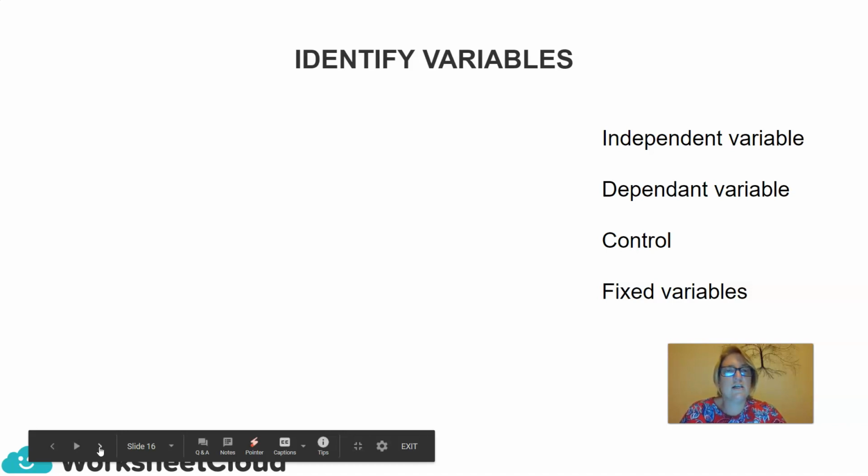Then you just need to ask yourself, do you need to have a control? And then what variables need to be kept the same? So in order to ensure that we have a fair test, what needs to be kept the same throughout the experiment?